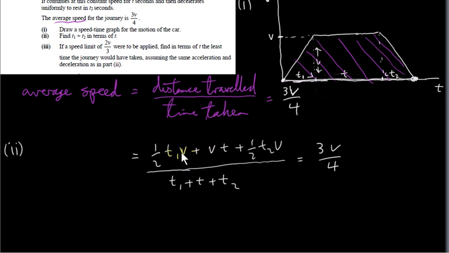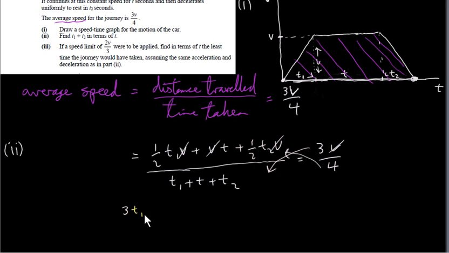So let's see what happens here. We can divide both sides by v. So just divide the numerator of the left hand side by v and divide the numerator of the right hand side by v. V's cancel. And then cross multiply. So we've got a single fraction equals a single fraction. So 3 times the denominator equals 4 times this numerator here.